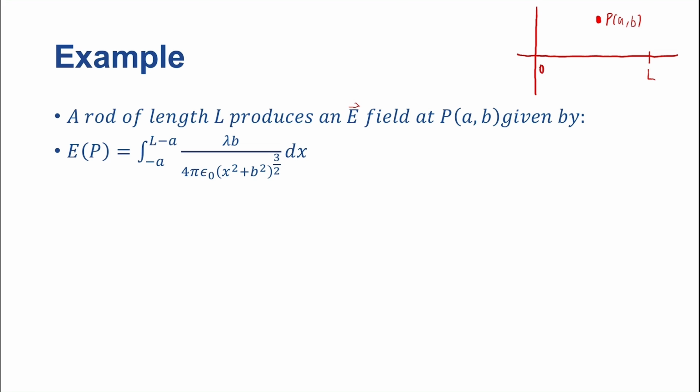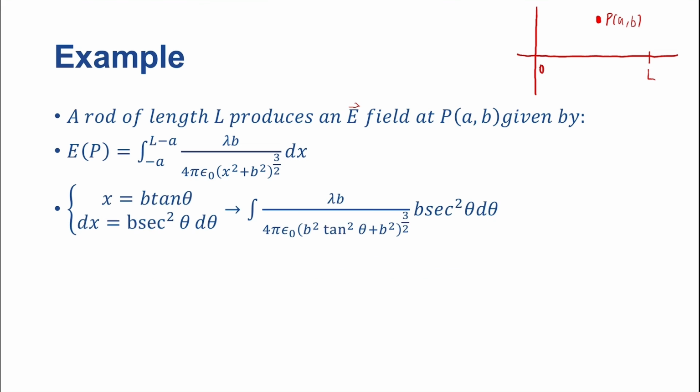So you've got an x squared plus b squared term. So that should be ringing tangent substitution in your head. So we're going to make the substitution x equals b tangent theta, and dx by our differentiation laws is going to be b secant squared of theta d theta. Now we're still going to be left with a definite integral when we're done, but we're going to hold off on that until we do the reverse substitution. So it's indefinite for now. So we get the integral of lambda b over 4 pi epsilon naught (b squared tangent squared theta plus b squared) all to the 3/2 power times b secant squared theta d theta.